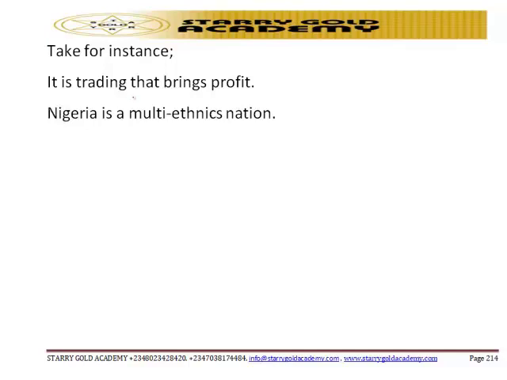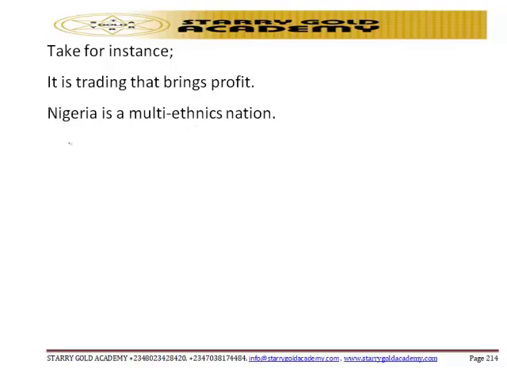Look at this one now. Say, it is trading that brings profit. That is the truth. When you do business, we usually generate profit. This is a straight talk, direct meaning. Now look at the next example. Nigeria is a multi-ethnic nation. It's talking about the ethnics, that we have several ethnic groups in Nigeria. Now that is the truth. The exact statement, the exact meaning, literal meaning.